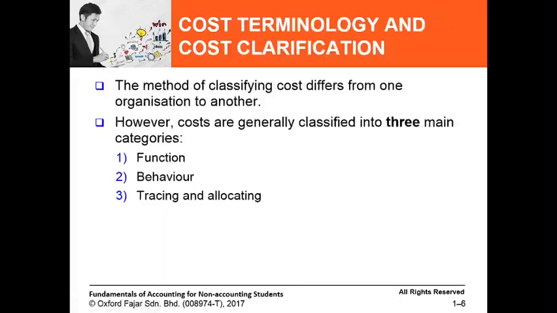There are several methods to classify costs, and we can generally classify them into three main categories, which are function, behavior, and tracing and allocating. Okay, so let's look at them one by one.